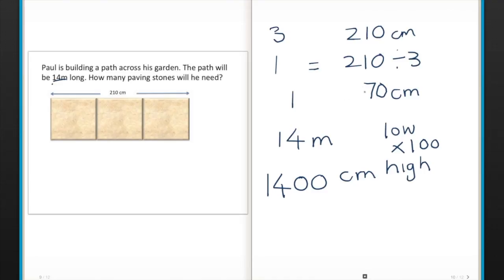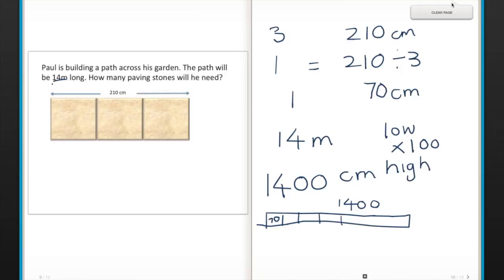And I want to know how many 70 centimetre paving stones will I need to make it that long. So it has to be 1400 centimetres altogether. So if I just draw my little path, and here's all the little paving stones. Now altogether it's 1400. And each one is 70. So can you see I'm splitting it, I'm dividing it into 70s. So we need to divide. So I'll just clear this. So we want 1400 divided by 70.